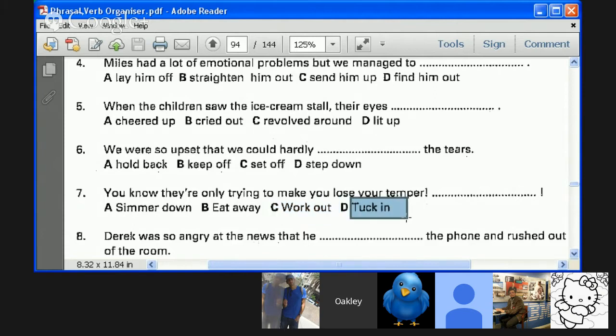Tuck in. Oh, okay. Wow, this is interesting. Americans don't really use this, but tuck in is often used by British and Australians to mean eat, start to eat. Go ahead, tuck in. I whipped you up a sandwich. So, okay, it could be referred to eating. Tuck in a button. Well, you tuck in your shirt.